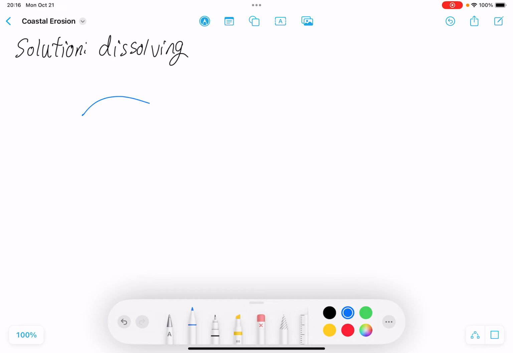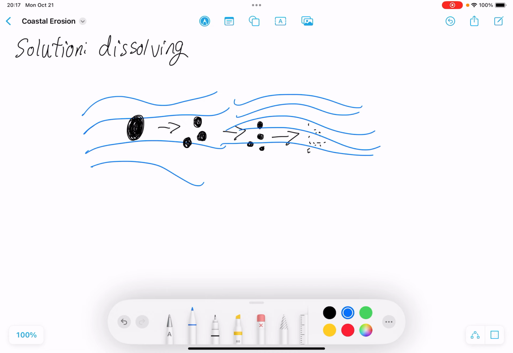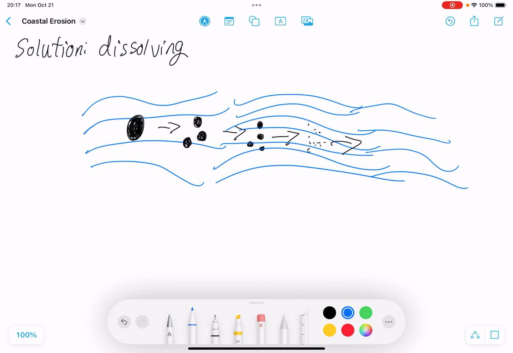So essentially in the sea, these big chunks of rocks dissolve into smaller pieces, which dissolve into even smaller pieces, which dissolve into even smaller pieces, until you basically can't really see the rocks, and the rocks become part of the sea. The sea just becomes murkier or something.